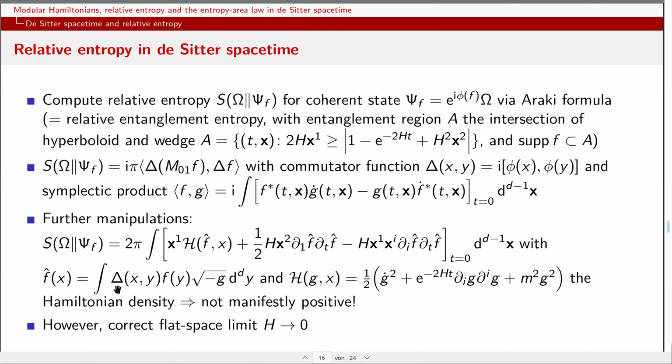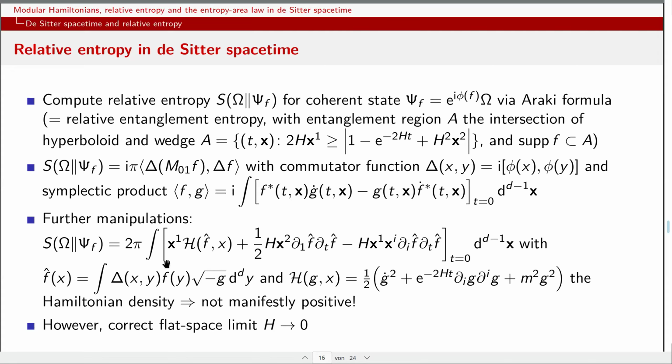F hat is just the convolution of my commutator with the test function that I put in the coherent state. And the curly h is the Hamiltonian density, which I've written down here. This is almost nice, almost because from general considerations, the relative entropy should be positive. But this expression is not manifestly positive.